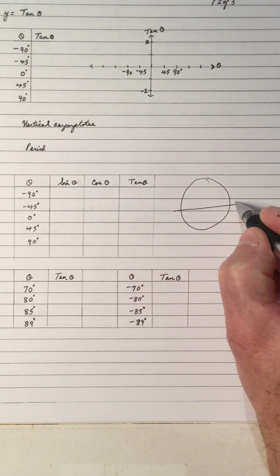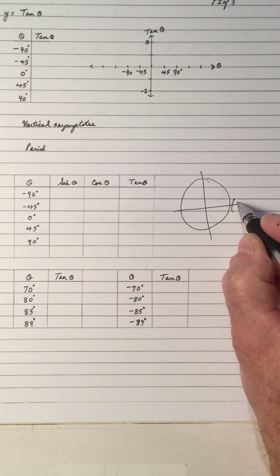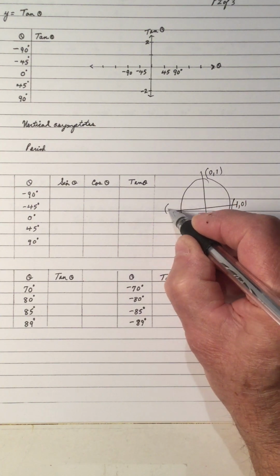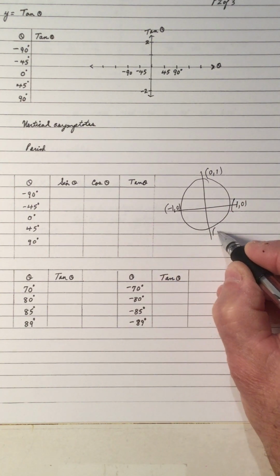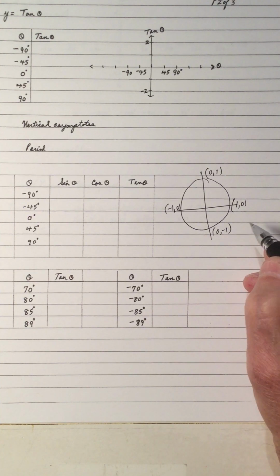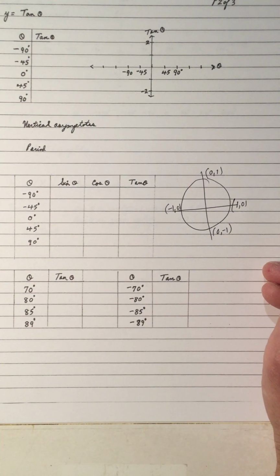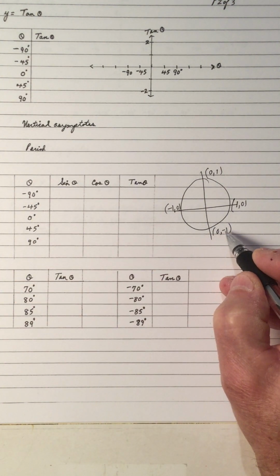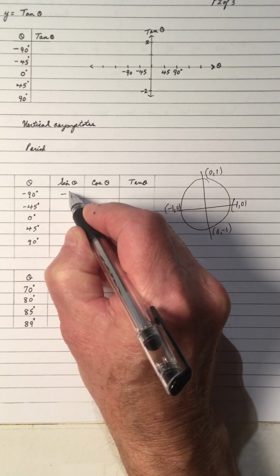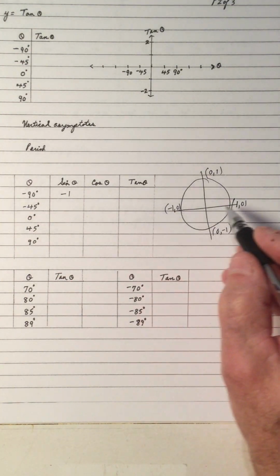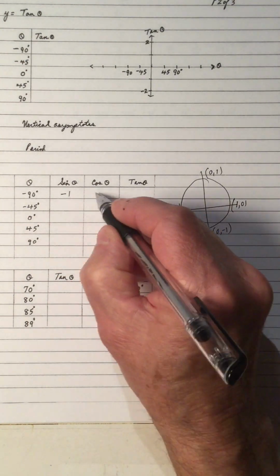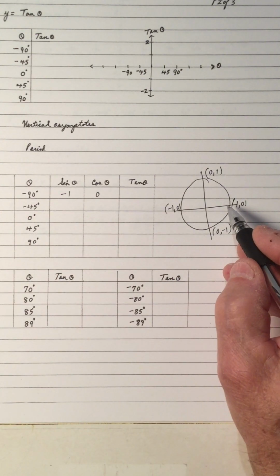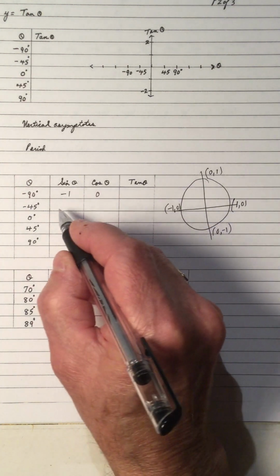And on the unit circle, we have these points: 1, 0, 0, 1, -1, 0, 0, -1. And in relation to -90 is here. Sine is the y, which is -1. And cos is the x, which is 0. I'll do tan after. And we got 45, negative 45.